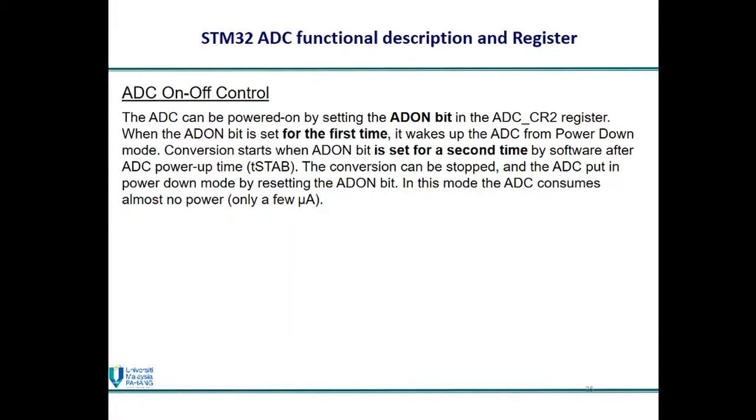Okay, the ADC can be powered on by setting the ADON bit in the ADC control register 2. So we need to set this bit twice. When the ADON bit is set for the first time, it wakes up the ADC from power down mode. Then the conversion starts when ADON is set for the second time. The conversion can be stopped and the ADC put in power down mode by resetting the ADON bit.